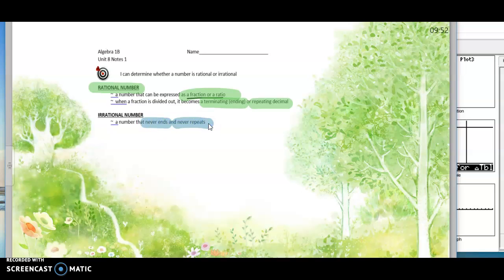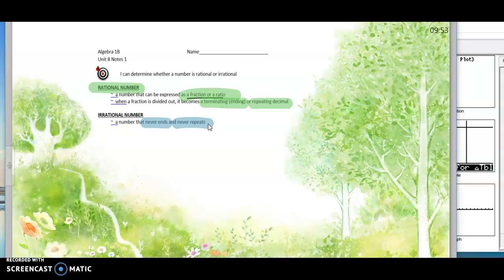Because of that, you can't write it as a fraction. The only way to express it as a decimal is to put 3 dots at the end. You're going to see that your calculator can't even show these because your calculator runs out of room and isn't able to keep going. If not, it probably would never stop.